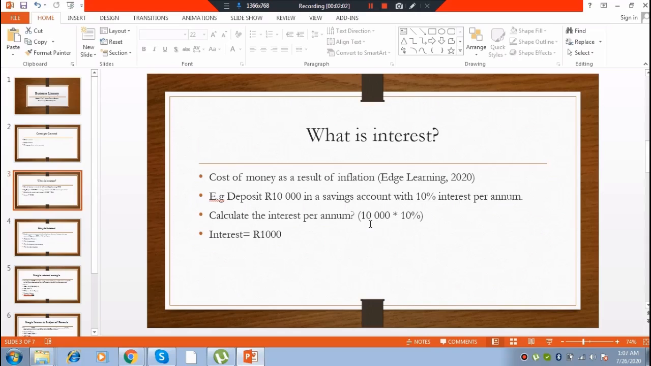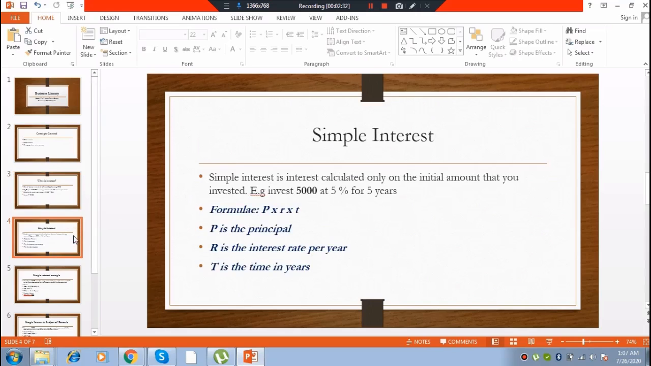You're going to take your 10,000 which you are going to deposit and multiply it by 10%, which is the interest which the bank is going to give you for depositing money in your savings account. Then you're going to know that the 10,000 is going to generate 1,000 interest per annum. Simple, right? Now that opens the door for the main agenda of the day.